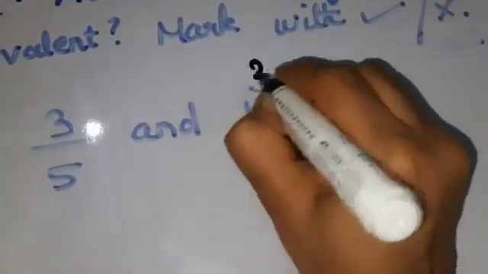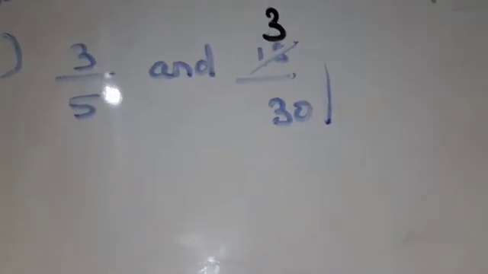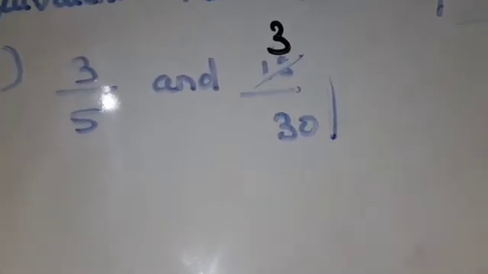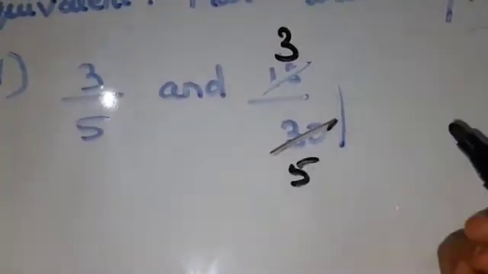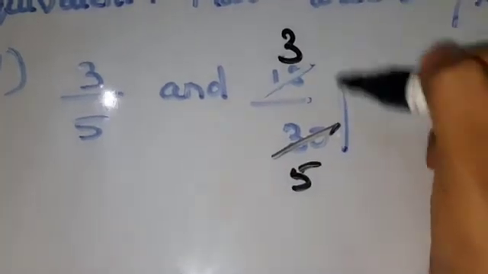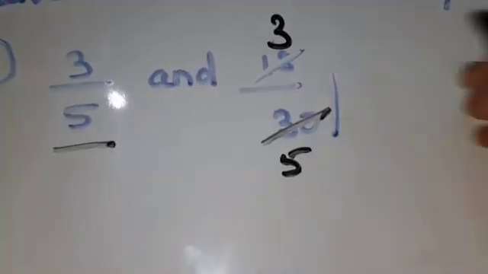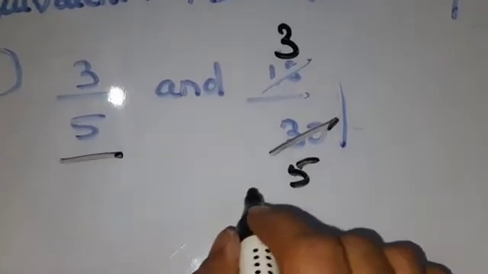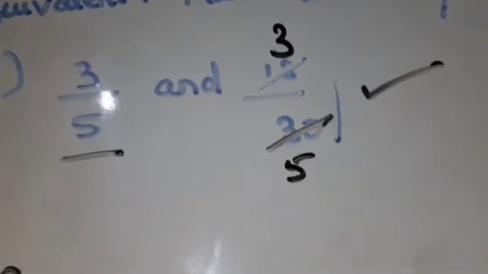18 comes 3 times. How many times does the number 30 comes? Continue the table. 6 4s are 24, 6 5s are 30. So 6 5s are 30. Now this fraction which we simplified is equal to the given fraction 3 by 5. So are they equivalent? So if they are equivalent, put a tick mark.